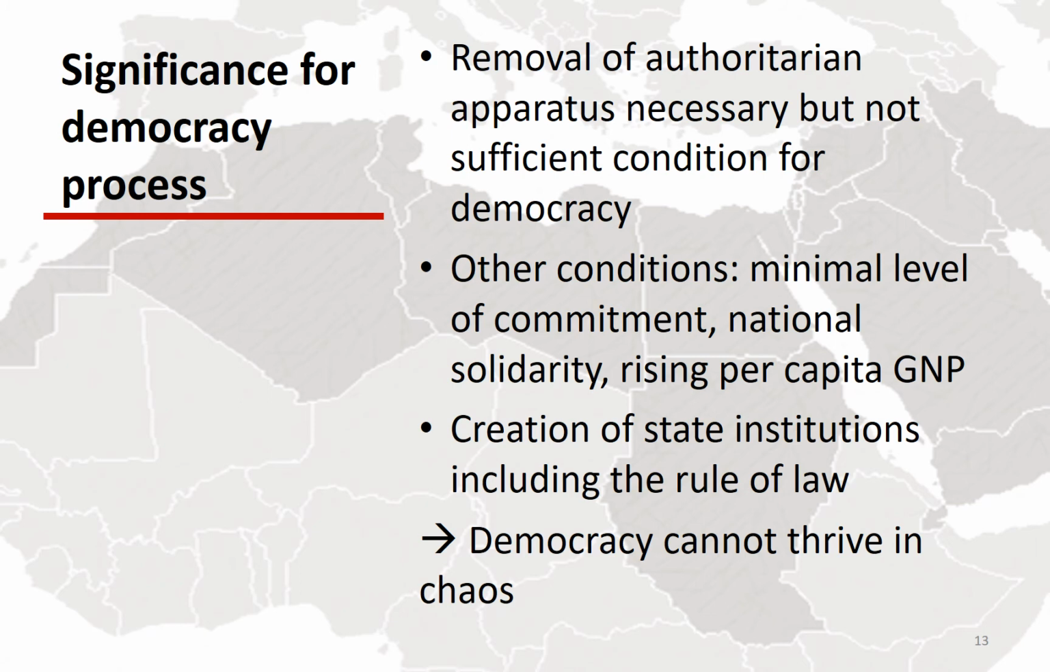And then, of course, if you have a creation of state institutions, it's important that you include the rule of law, and that's what Tunisia is doing quite interestingly these days. Not easy, of course, in a time when chaos rules, like in Libya or Syria. So democracy simply cannot thrive in chaos. While sometimes an overthrow of government leads to chaos and then a democratic process, it's important that you calm the chaos down once democracy has taken over or is taking over.